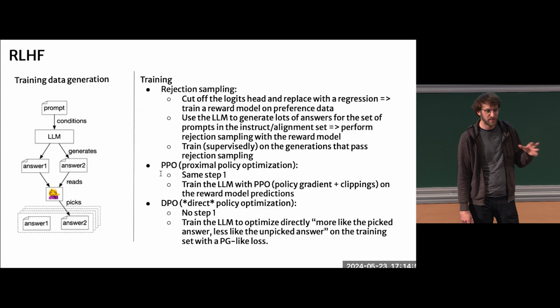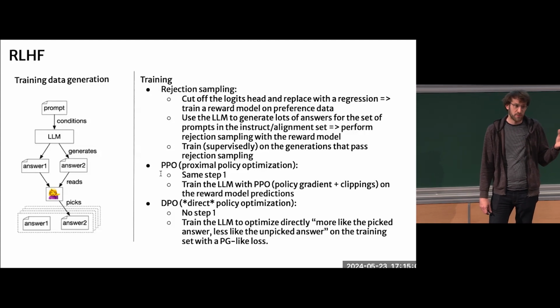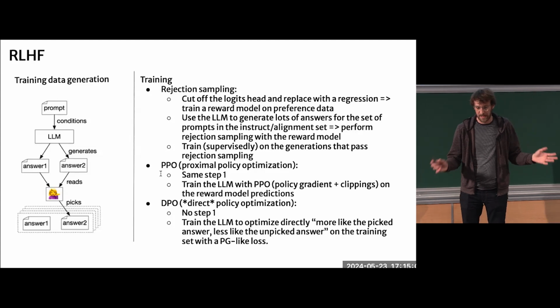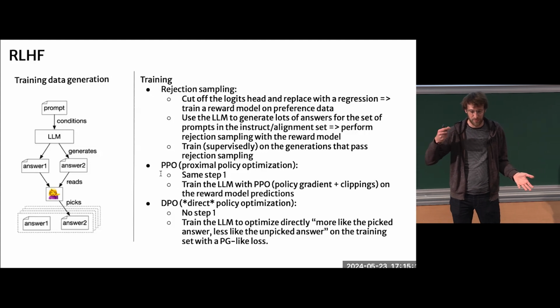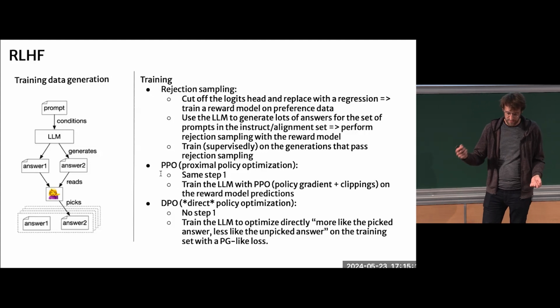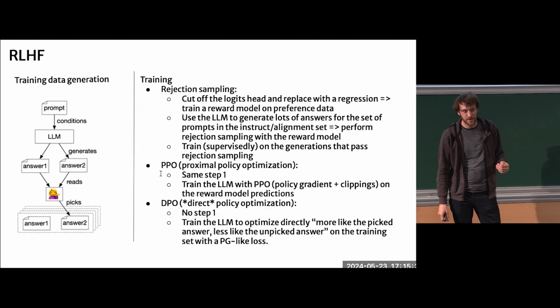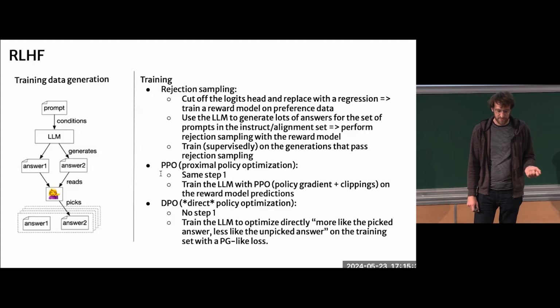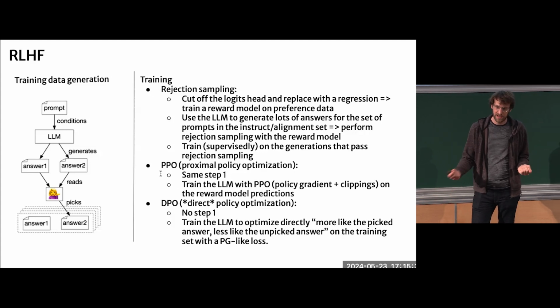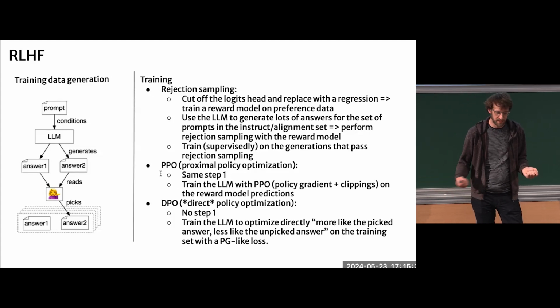So the first basic thing you can do, which actually works very well, is just rejection sampling. You train a reward model, and most often we just take the same LLM and replace the logits head by something we train for regressing the reward, picking the best answer. You train a reward model on those preferences, and then you take your LLM again and generate a bunch of answers. For instance, with the same prompt, you generate 10 or 20 or more answers, and you do rejection sampling with your reward model: the ones that don't pass a threshold in your reward, you don't use, and the ones that do, you train on.